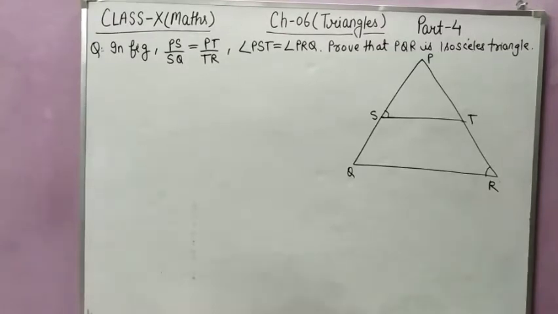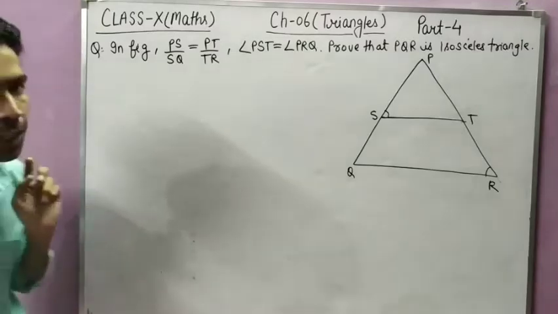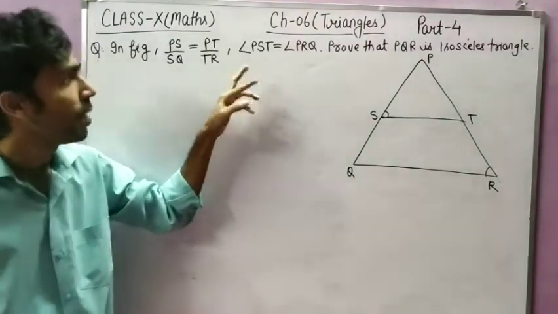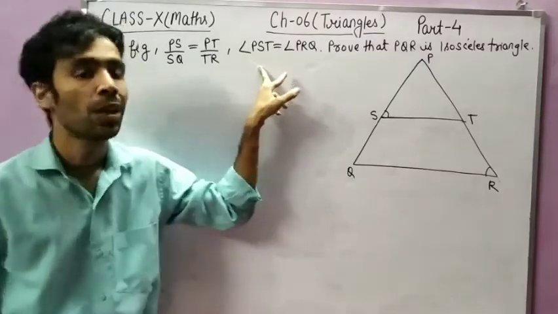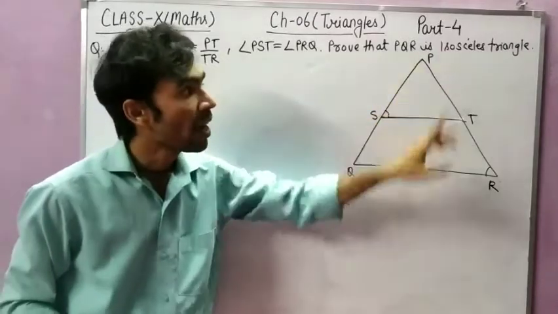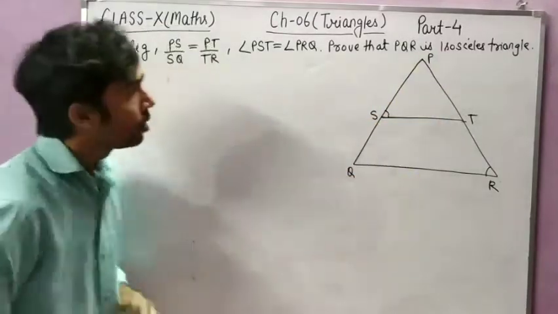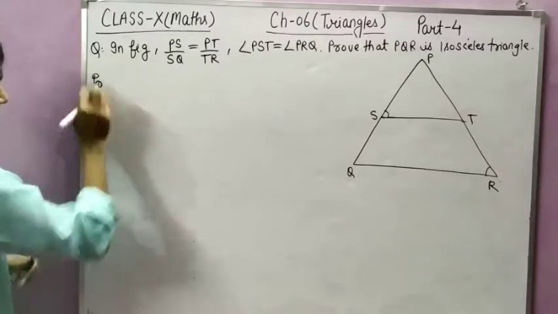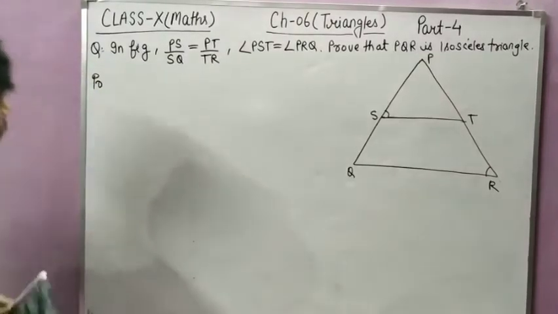Now student, next question: in the figure, PS upon SQ is equal to PT upon TR and angle PST is equal to angle PRQ. Prove that PQR is an isosceles triangle. Okay. So how to solve? See the steps of how to solve this question.